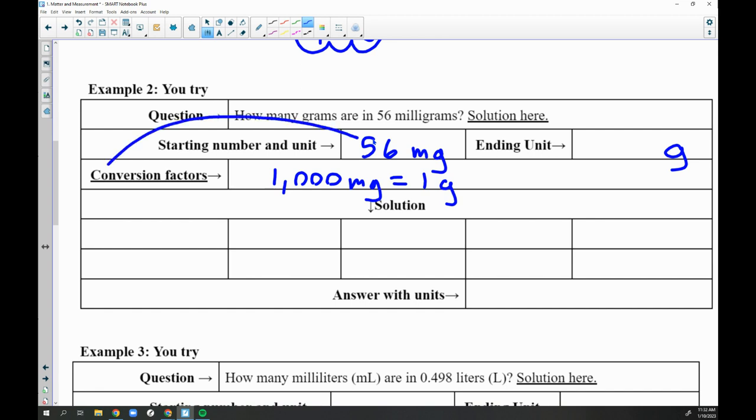So as always, I'm going to put my starting number and unit down here, 56 milligrams. I can put that over 1 as a placeholder. And I'm going to multiply by my conversion factor here, which has a value of 1. And which number goes on the bottom, 1 or 1,000? 1,000 in this case. Beautiful.